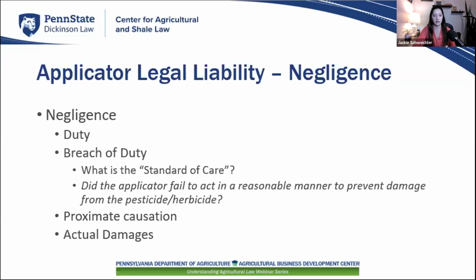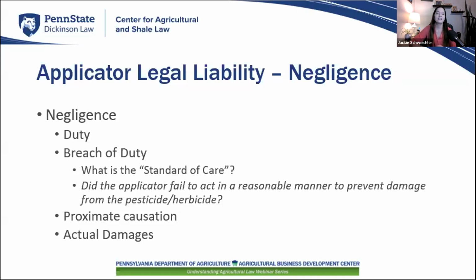The last 2 factors are a little easier to explain. Proximate causation is about whether the injury is a reasonably foreseeable result of the defendant's misconduct. Keywords here, reasonably foreseeable. So if you apply pesticides in an improper manner, it's reasonably foreseeable that it could damage someone else's property.